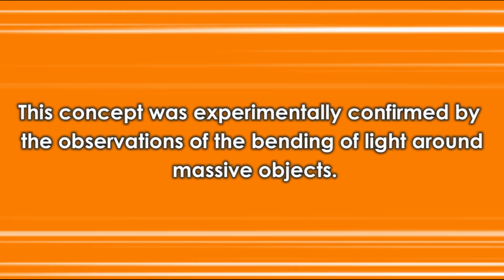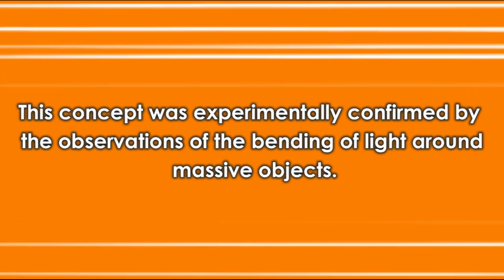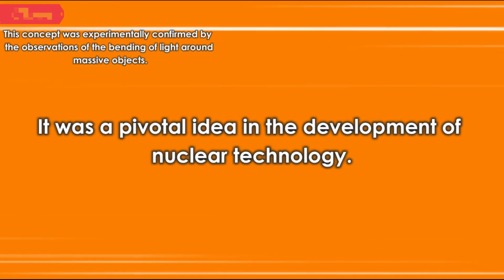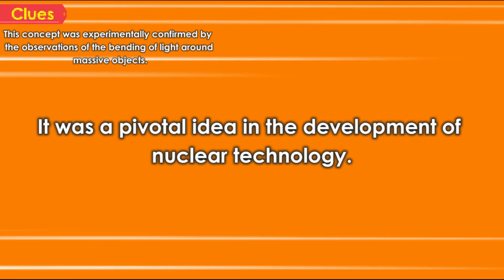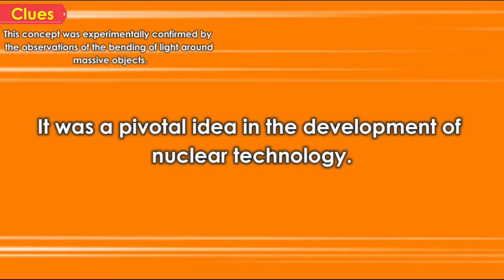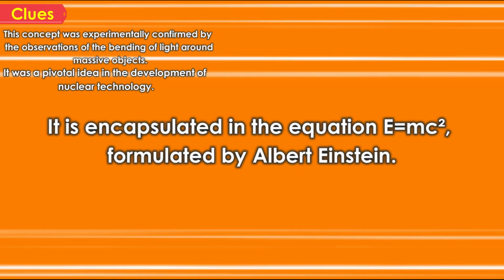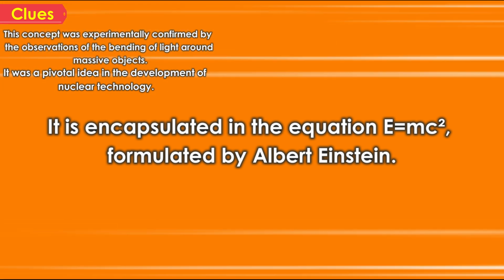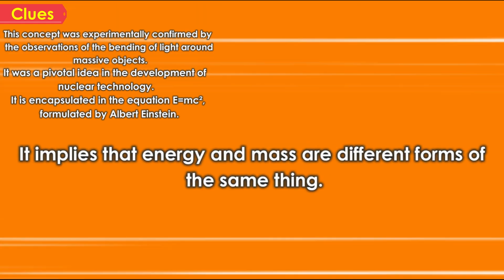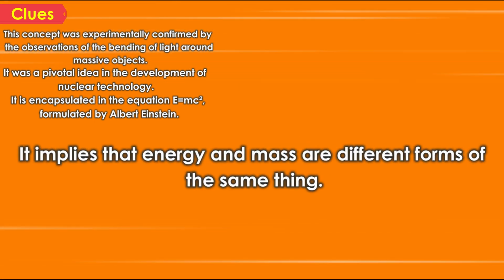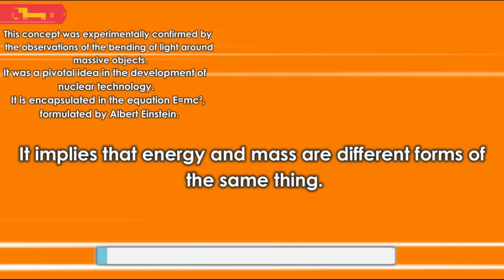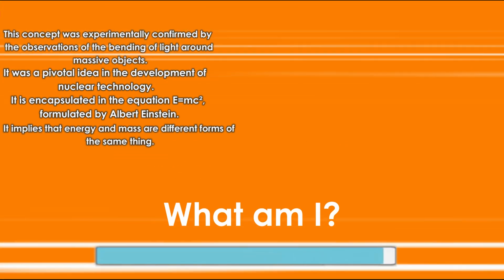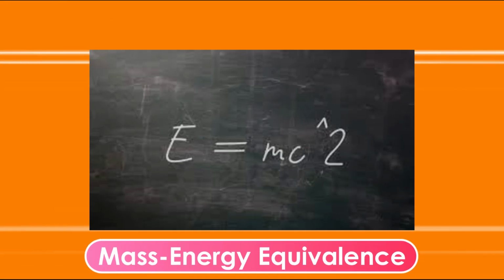This concept was experimentally confirmed by the observations of the bending of light around massive objects. It was a pivotal idea in the development of nuclear technology. It is encapsulated in the equation E = mc², formulated by Albert Einstein. It implies that energy and mass are different forms of the same thing. Mass-energy equivalence.